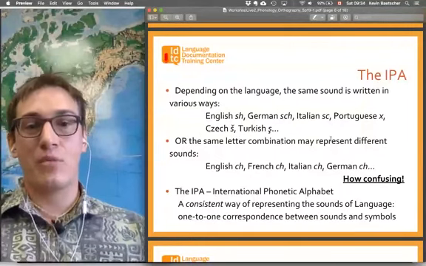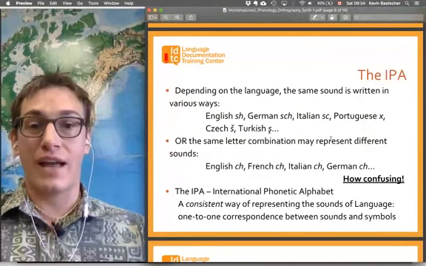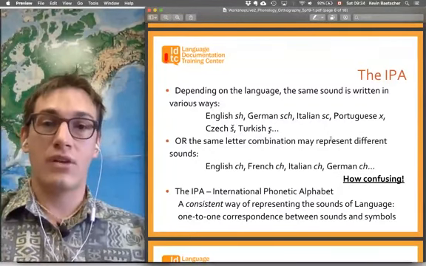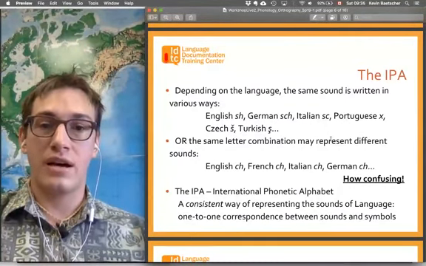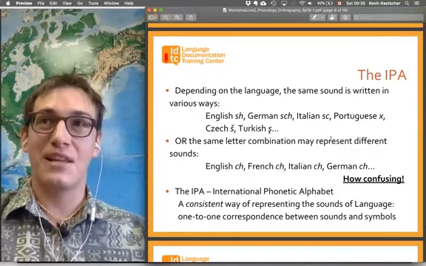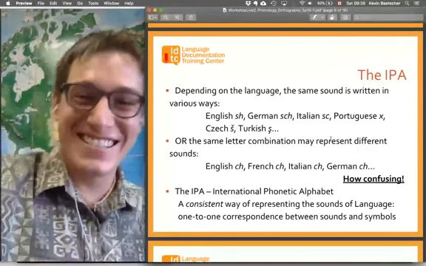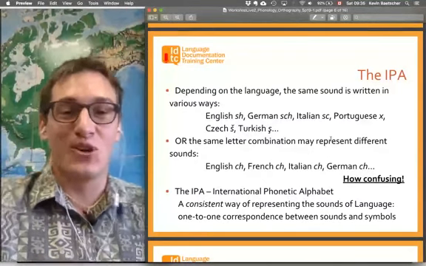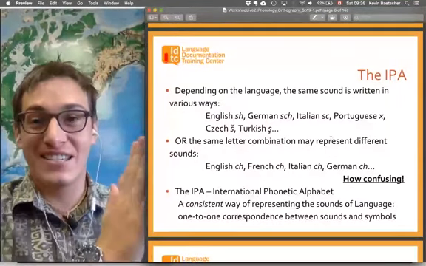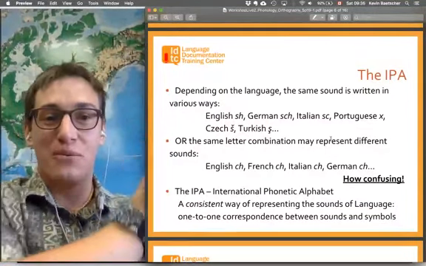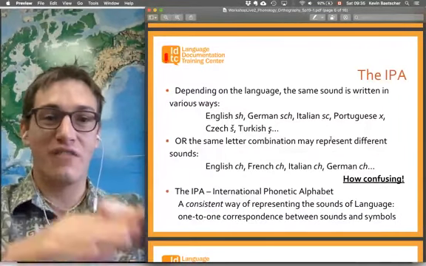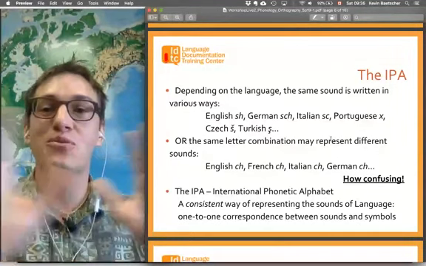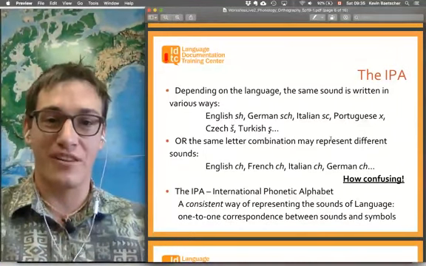So they came up with what is called IPA. It stands for International Phonetic Alphabet, not to be confused with Indian Pale Ale. When linguists talk about IPA, it refers to this really useful tool, a consistent way to represent the sounds of language. And I spelled language with a capital L here because it refers to human language, the languages of the world.